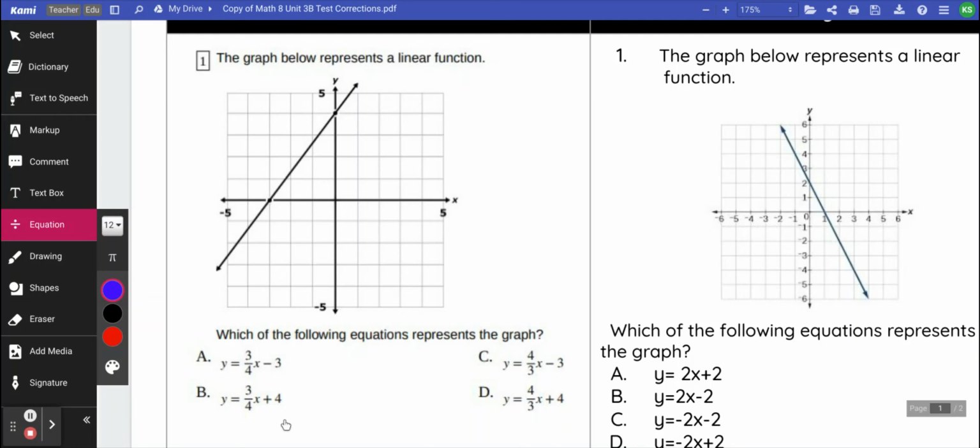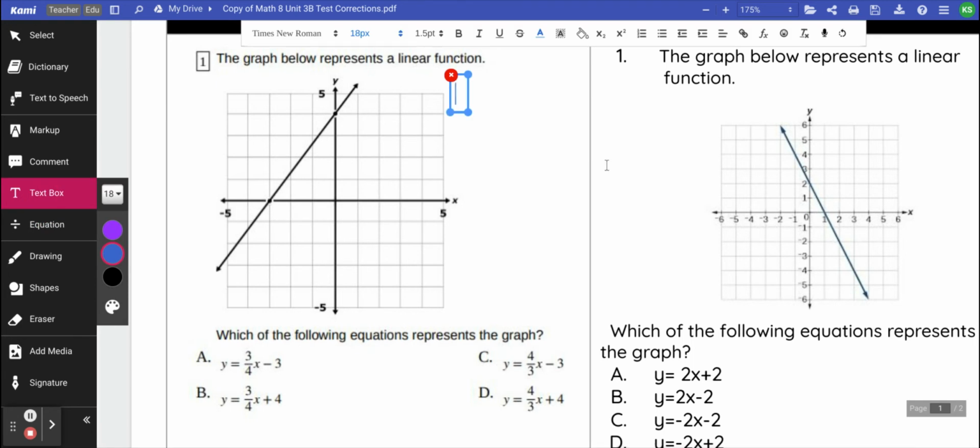Okay, so today we are going to look at number 1 on your Unit 3B test corrections. The first problem says, the graph below represents a linear function. Which of the following equations represents the graph? To do that, we need to find the equation of the graph.